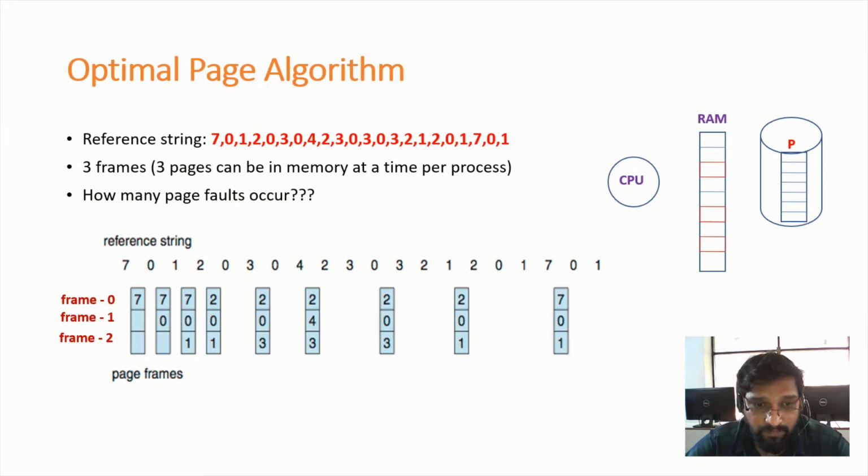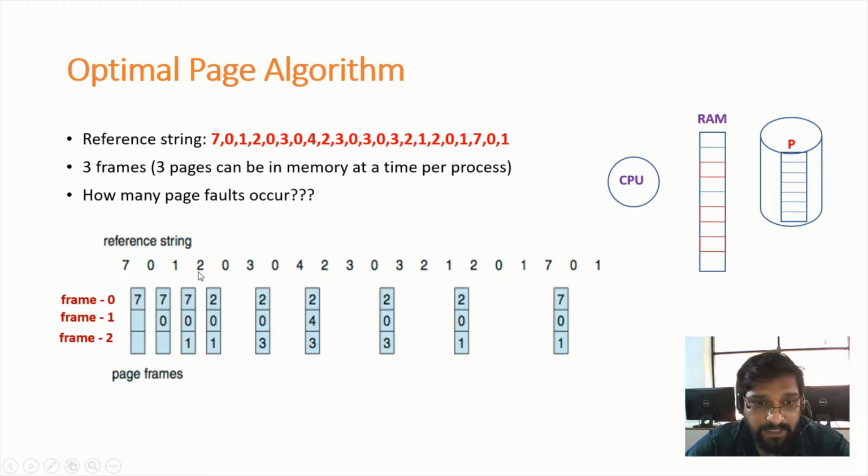Since page number 2 is not present inside the RAM, we need to move it from hard disk to RAM. But unfortunately, the frames that have been allocated for process P are full. So now we need to replace one of the pages with page number 2. I repeat, since the frames allocated for process P are full, we need to replace one of the pages with page number 2. So how can I achieve this? In order to achieve this, we are going to use the optimal page replacement algorithm.